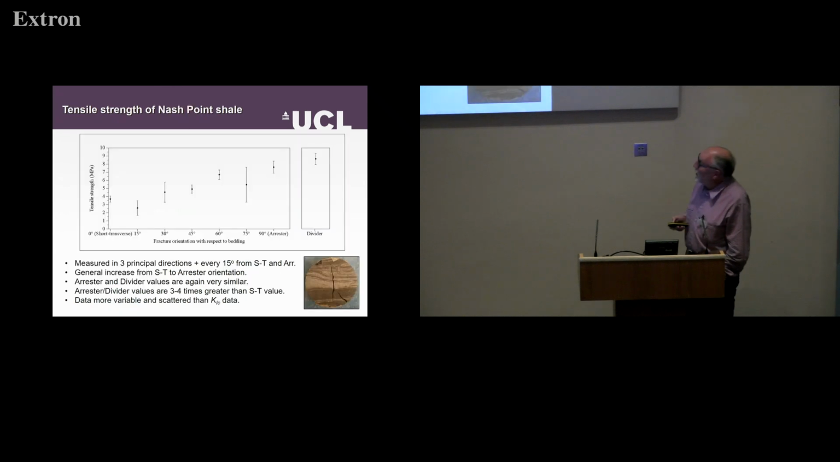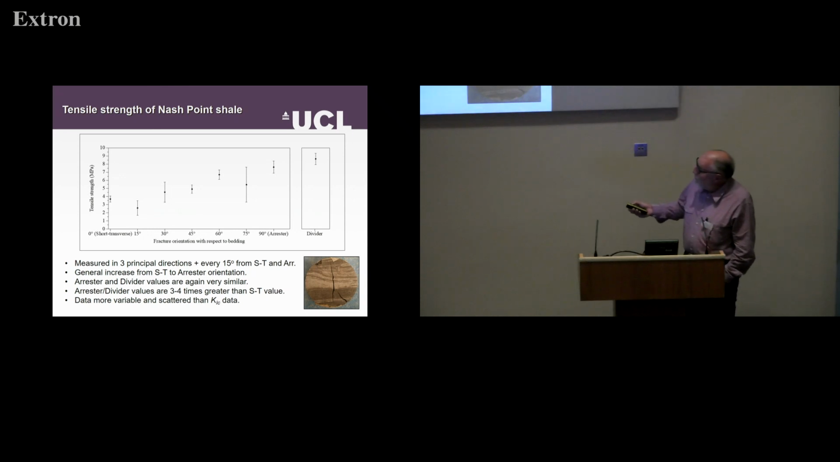And what we see is a very similar pattern of behavior. So here is a broken disc, and you can see the tensile fracture that's grown through the center. This is an arrestor orientation, although you can see that the bedding on this scale is not exactly straight and parallel. So at some points the fracture is growing at an angle to the bedding, because that's the nature of the material.